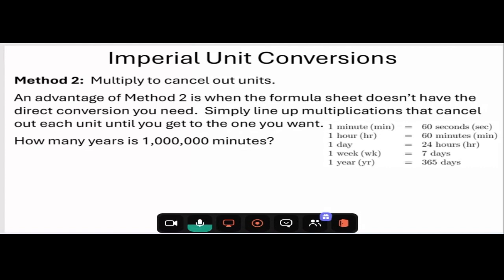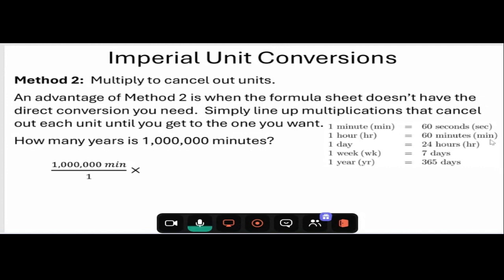1 million minutes, we want to convert to years. Well, our conversion sheet doesn't tell us. It tells us there's 60 minutes in an hour, 24 hours in a day, 7 days in a week, 365. It doesn't tell us how many minutes are in a year. It doesn't give us the conversion factor. But we start with the one we have, 1 million minutes over 1.